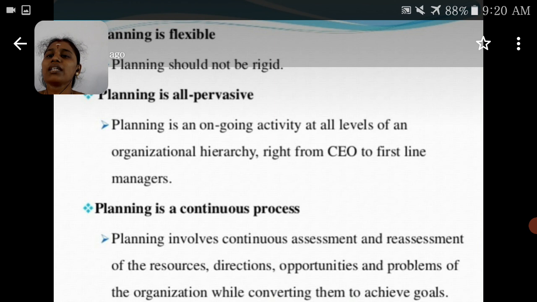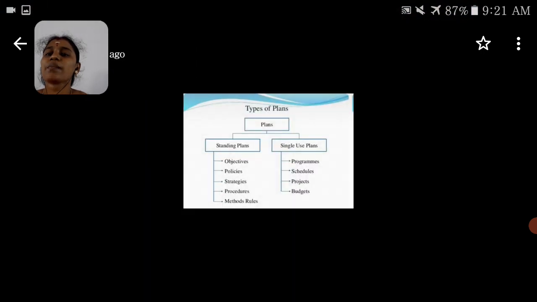Next one is planning is flexible. Planning should not be rigid. Planning is all pervasive. Planning is an ongoing activity at all levels of an organizational hierarchy, right from CEO to first line managers. Planning is a continuous process. Planning involves continuous assessment and reassessment of the resources, directions, opportunities and problems of the organization while converting them to achieve goals. Next topic is types of plan.